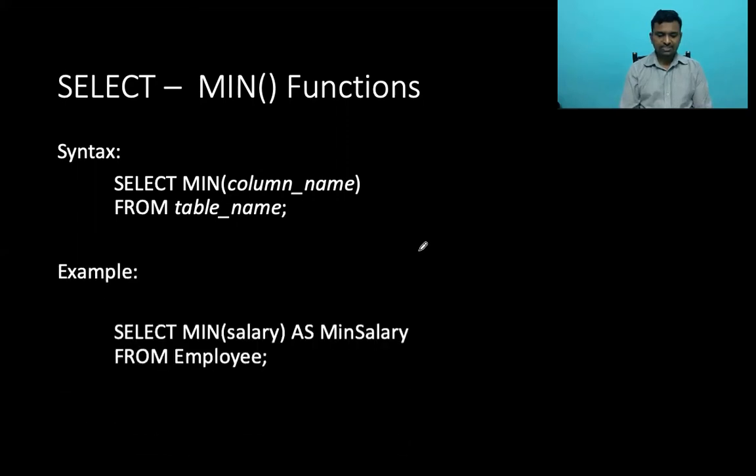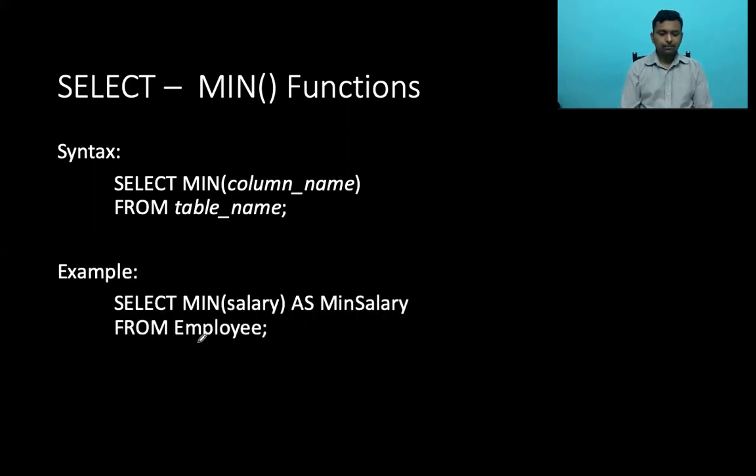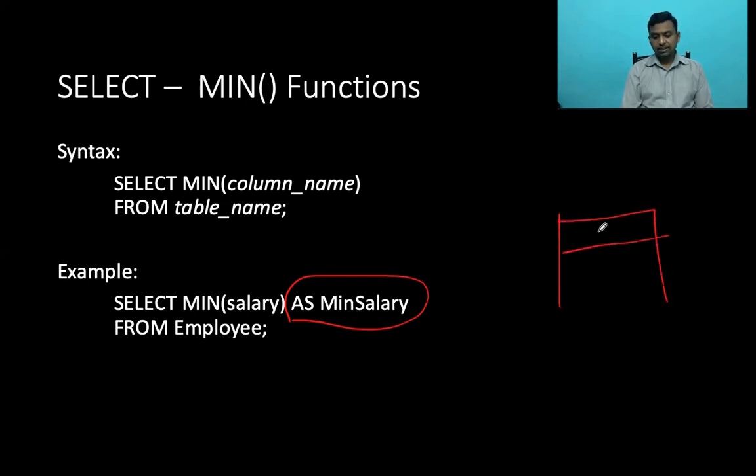Now here is an example for that. Select min salary from the table name. What is this as? Whenever I use an aggregate function, it is always better to use an alias name. When I say as, it means that if I don't use this, when I say select min salary from employee, the minimum salary in the employee table is 5,000. Then it will show like this, min salary, it's 5,000.